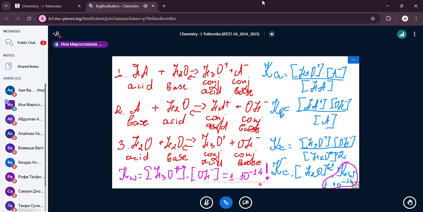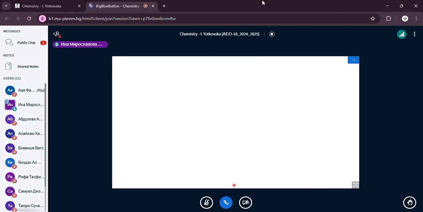Let's see. As we can see, all these equations are connected. It's not possible to speak about base without speaking about acid, and oppositely. For that reason, let's present the concentrations of acids and base when they interact with each other. What will happen if we multiply these constants?